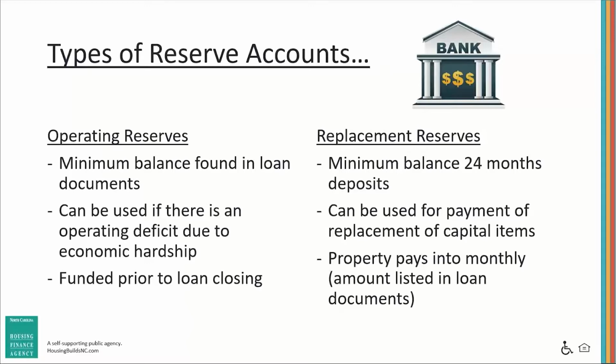The second type of reserve account is the replacement reserves, which require a minimum balance of 24 months worth of deposits. That account can be used for payment of replacement of capital items, and the property pays into the replacement reserve account on a monthly basis, and the amount that the property pays is listed in the loan documents.